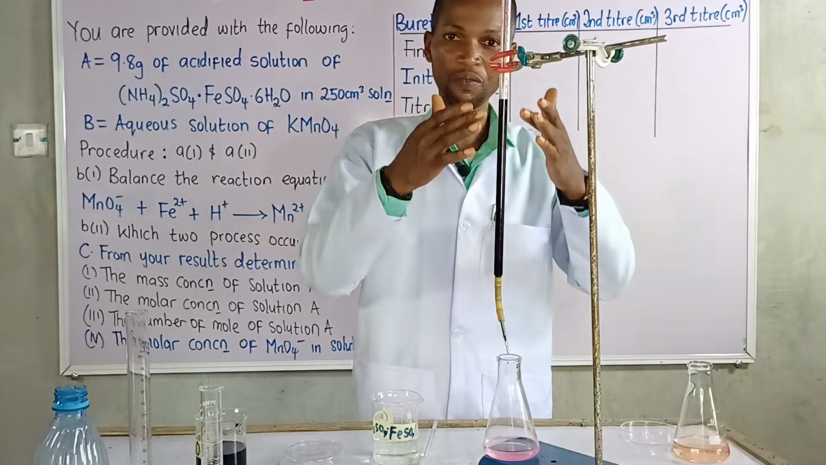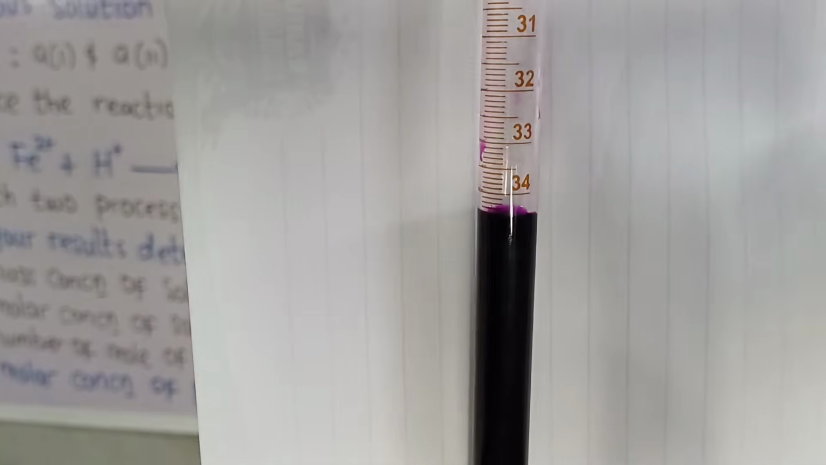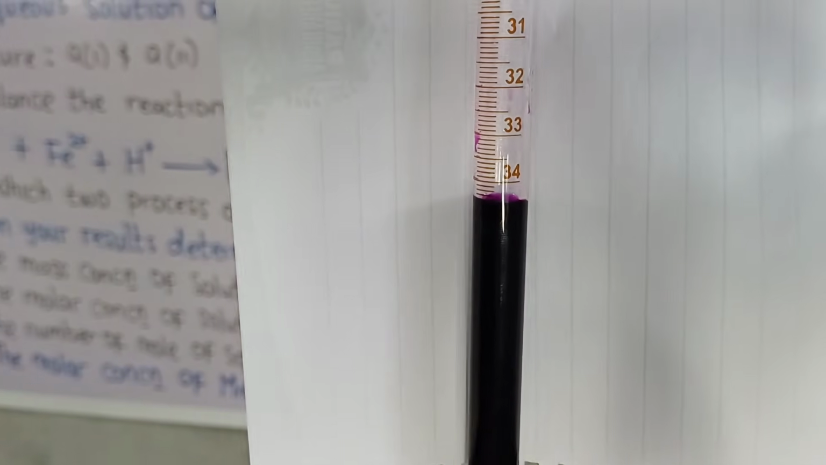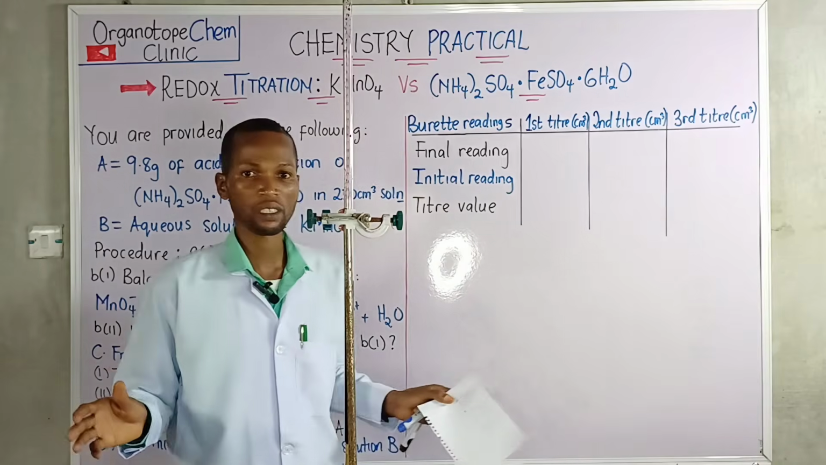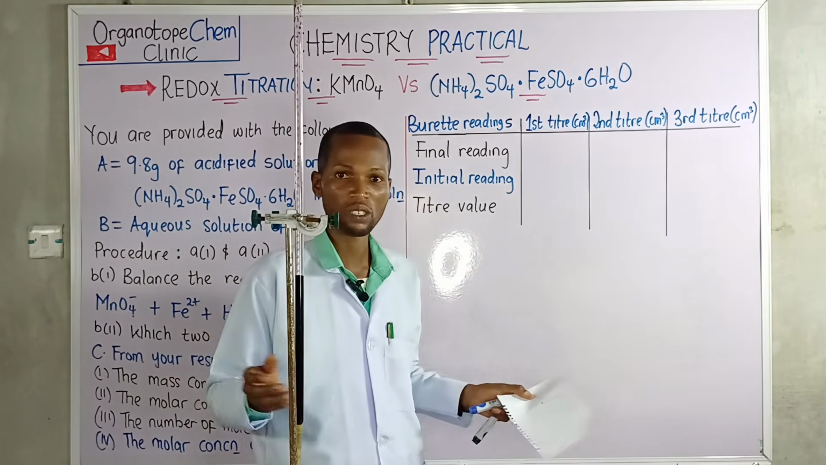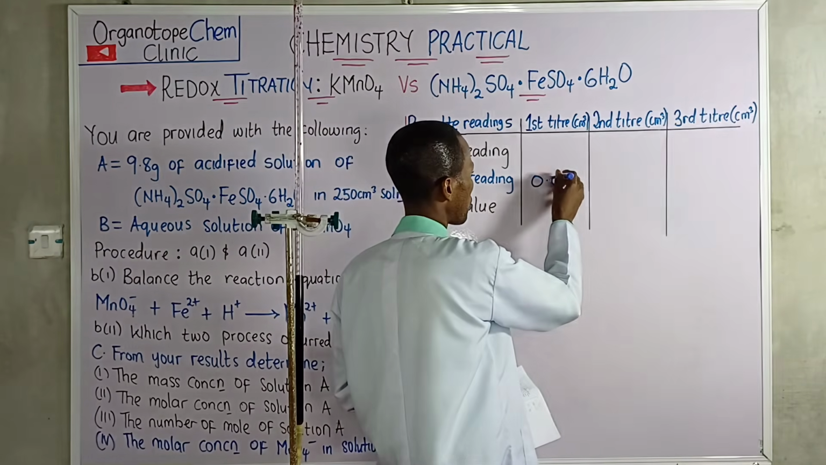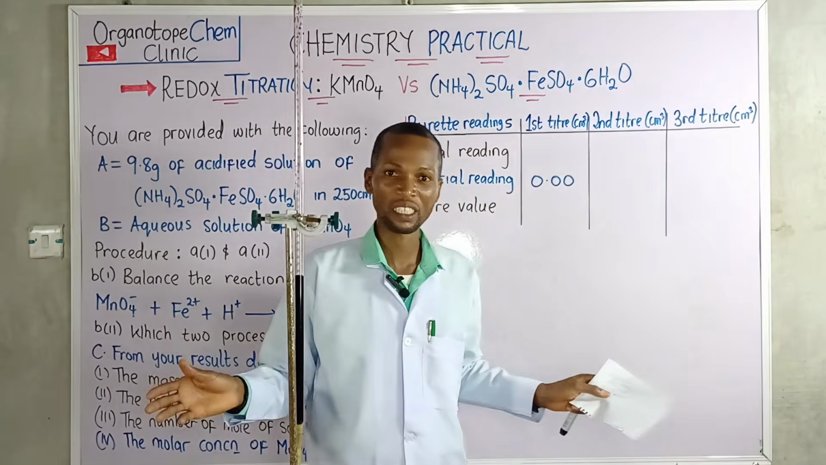Can we take our reading from the burette? Now, can we take the burette reading? We have 34.50. So we can record the titre value for the third titration now. Can we state the burette reading on our table? For the first titration, we started from 0 meniscus. So we are going to have 0.00. Remember, we have to record to 2 decimal places.